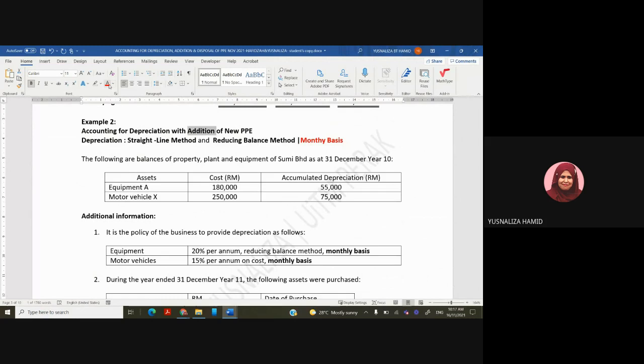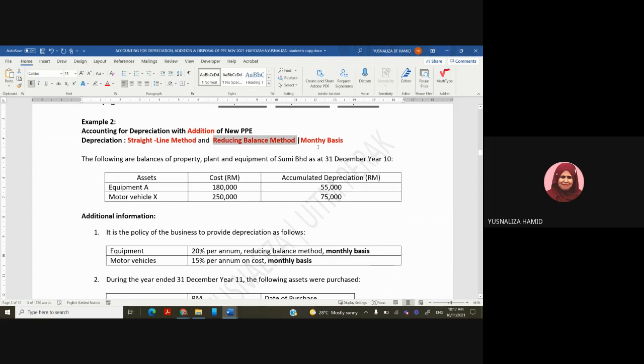When I say addition, it means there is a new purchase of a PPE, and the new PPE can be any type of PPE. My highlight today is that in this example we are going to look at depreciation calculation, and our focus will be on the straight line method as well as the reducing balance method. In this particular example, our basis is monthly basis.